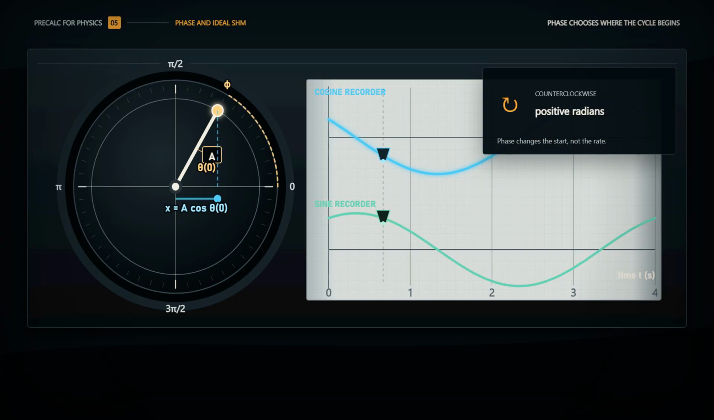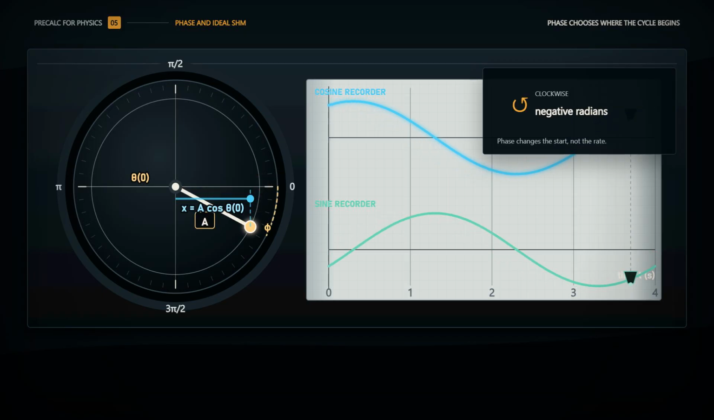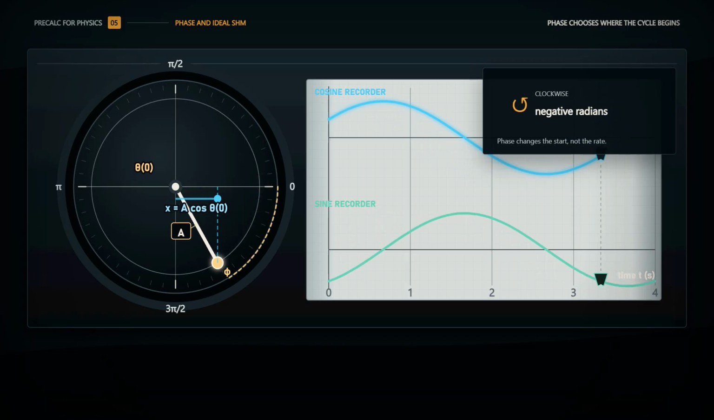Positive phi moves the starting radius counterclockwise. Negative phi moves it clockwise. The sign belongs to the same directed angle convention used for theta. Phase changes where the cycle begins, not how quickly it advances.